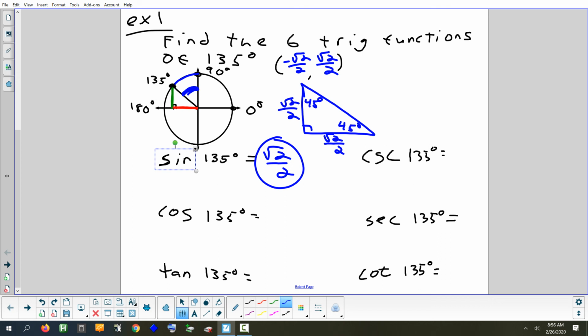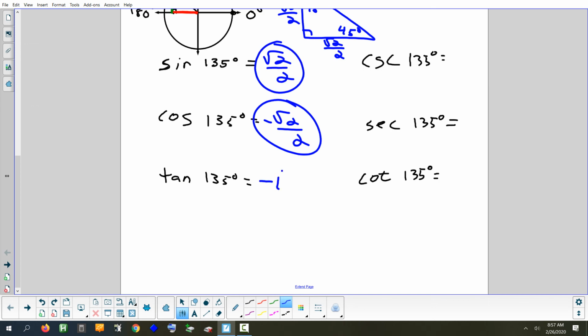Joe, what about my cosine? Yep. That's my cosine. And Kyle, how about my tangent? Would be -1. Yep. So you're dividing two things that are opposites. Whenever you divide opposites, like 3 divided by -3, the answer is -1.